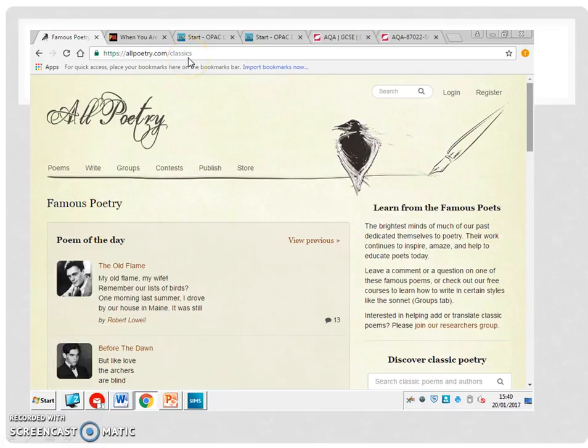The reason I wouldn't just put in All Poetry is, can you see it says right here, it's a community, and for all you know, some of those poems are of a professional standard. Some could be people who aren't particularly good at writing poetry. You need a good poem so that you can get a good answer. All Poetry Classics are published, established, famous poets.